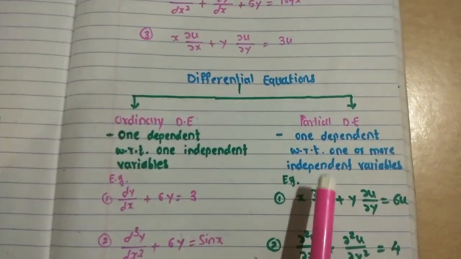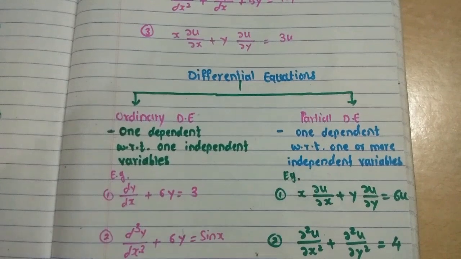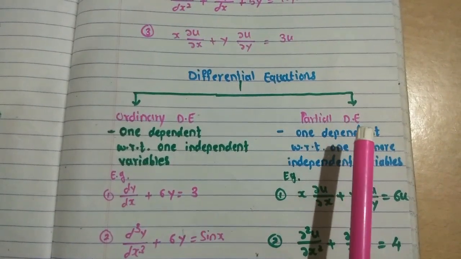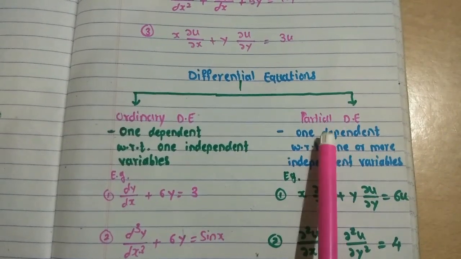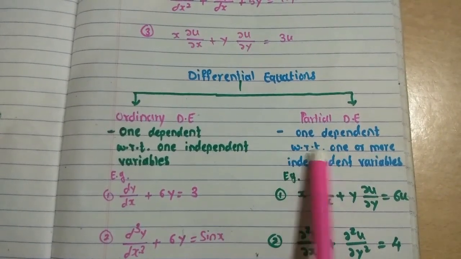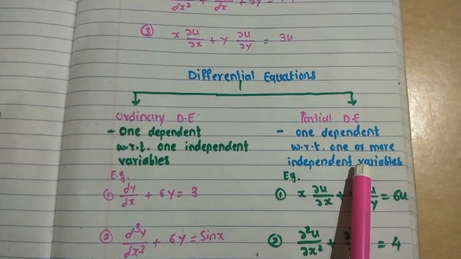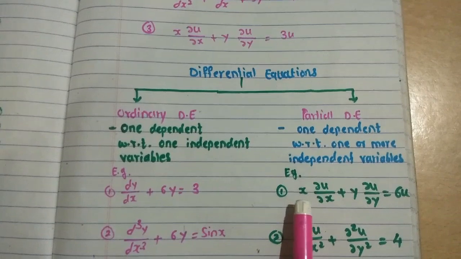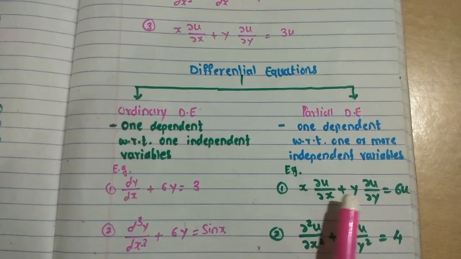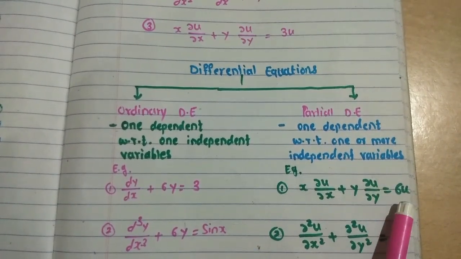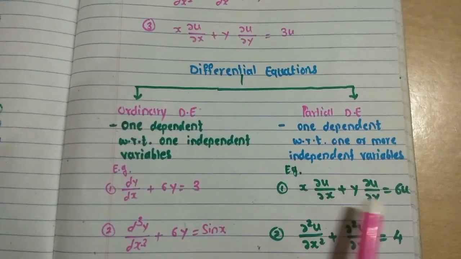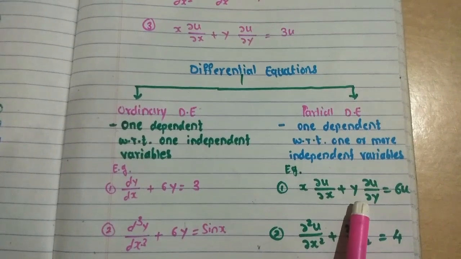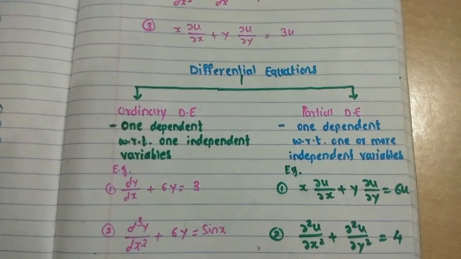Now come to the second type of differential equation, partial differential equation. Any equation containing differential coefficients of one dependent variable with respect to two or more independent variables, we say that it is a partial differential equation. If we consider the example, x into del u by del x plus y into del u by del y equal to 6y. u depends on x, u depends on y. Means u depends on both independent variables. So this is a partial differential equation.